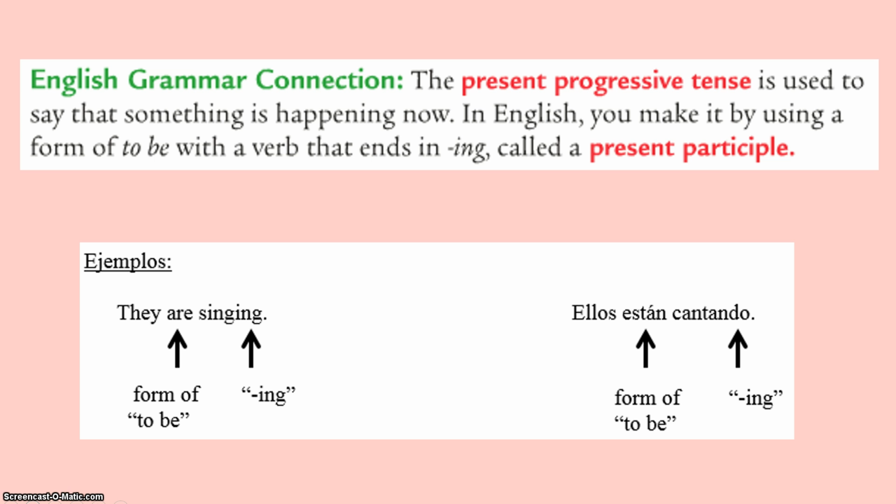Here is an example of the present progressive in English. They are singing. You'll see that I have a form of to be, are, and I have a verb that ends in ing, singing. I have the exact same sentence in Spanish. Ellos están cantando. I have a form of to be, which in this case is estar, and then I also have a verb that ends in the Spanish version of ing.